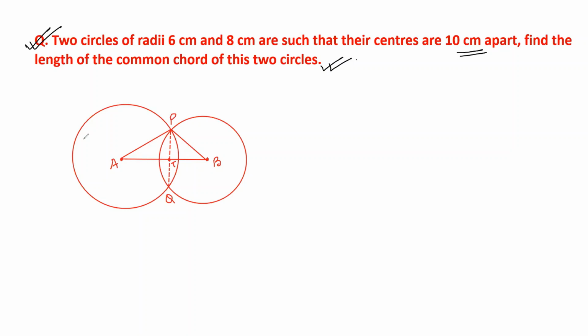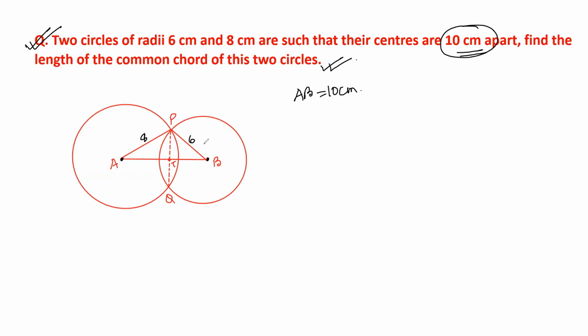To find the length of the common chord of these two circles, I have drawn two circles here with radii 8 centimeters and 6 centimeters. The points A and B represent the centers of these two circles with radii 8 and 6 centimeters respectively. So the length AB represents the length between the centers of these two circles, which is given to be 10 centimeters. So the length AB is 10 centimeters.